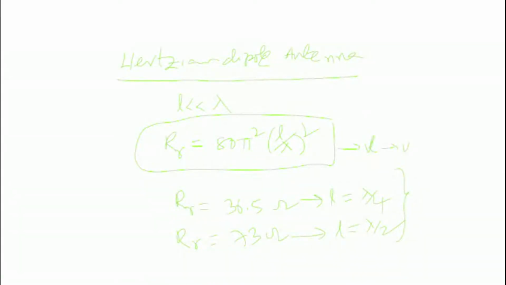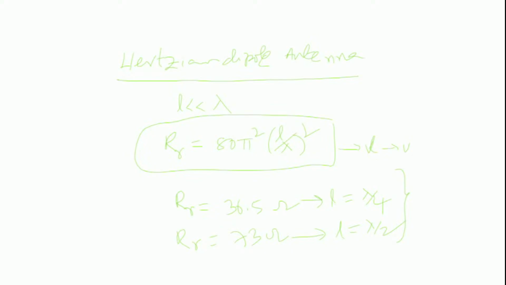For quarter wave monopole antenna, radiation resistance is equal to 36.5 ohms, and for half wave dipole antenna, radiation resistance is 73 ohms. Half wave dipole means what? Length is equal to half of the wavelength, and quarter wave monopole antenna means what? That is length is equal to quarter of the wavelength.